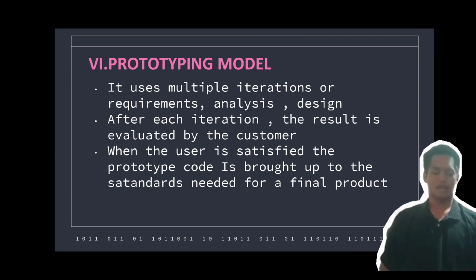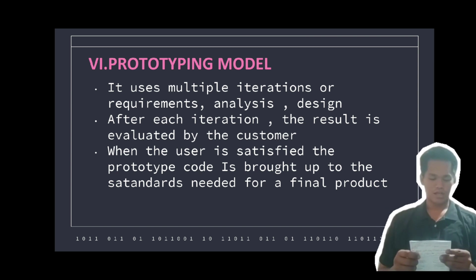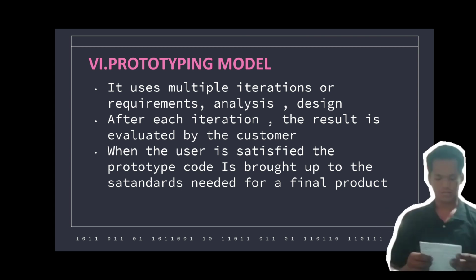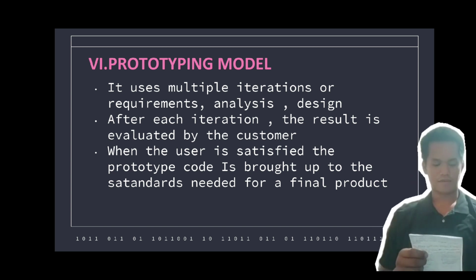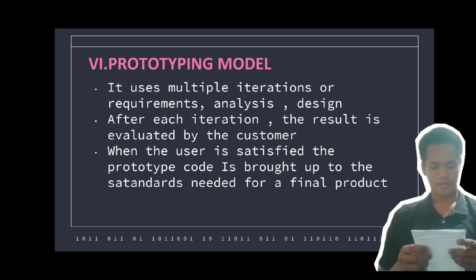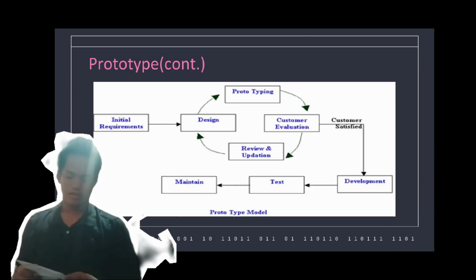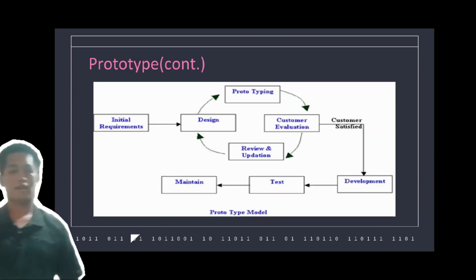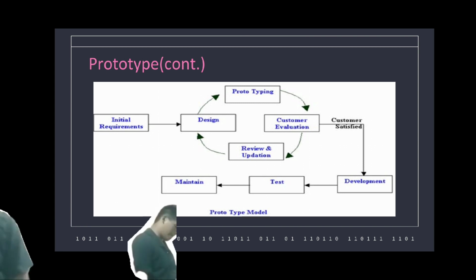I am Emerson Calata. Prototyping model. It uses multiple iterations of requirements analysis and design. After each iteration, the result is evaluated by the customer. When the user is satisfied, the prototype code is brought up to the standards needed for a final product. So this is the prototyping model.